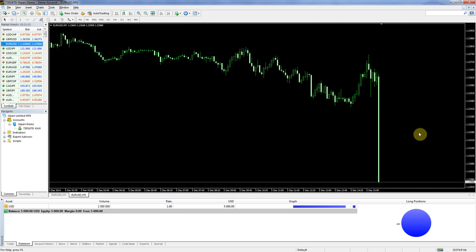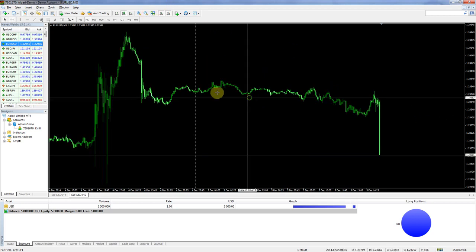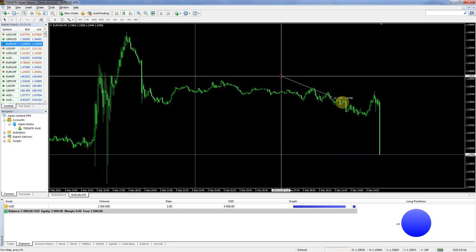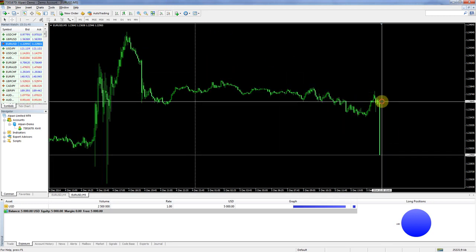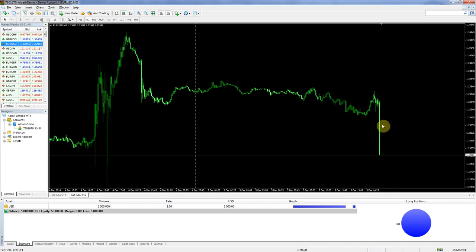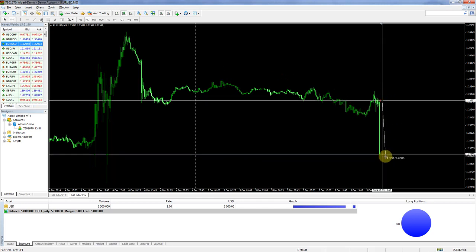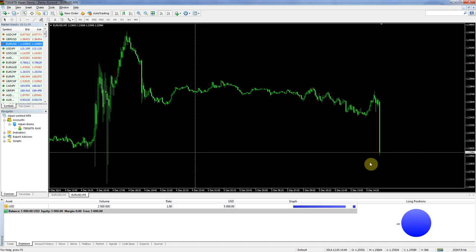This is the first Friday of December 2014. The US have just released non-farm and unemployment. As you can see, the market was waiting for this. There was a consolidation over here. And as the news came out, the market has already dipped about 70 pips. Now it's already 70, 72, 73 pips, all in the space of minutes.